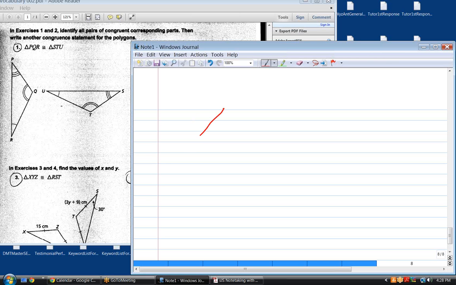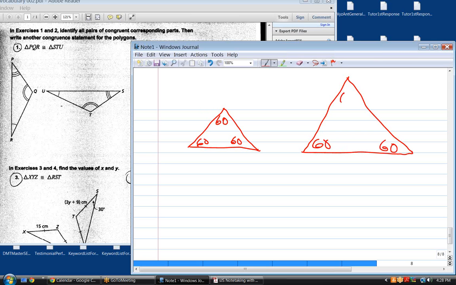Yeah, it does. No, it doesn't. I'm going to draw a triangle that has 60, 60, 60. And I'm going to draw another triangle that has 60, 60, 60. These are not congruent, right? Yeah.